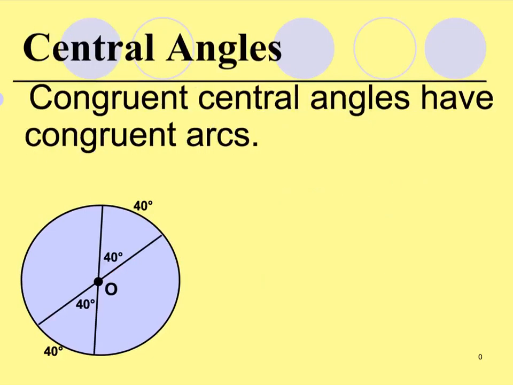Central angles. Congruent central angles have congruent arcs. So as you can see, we have this hourglass, and it kind of looks like vertical angles here. So we are going to call them vertical angles, but they're also known as central angles. So these two arcs are congruent because the central angles are congruent. So each measure 40 degrees here, so do the arcs.